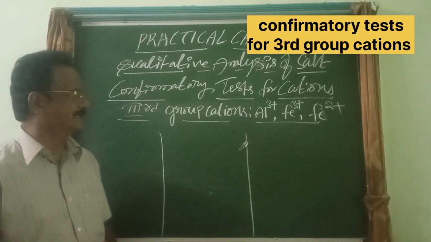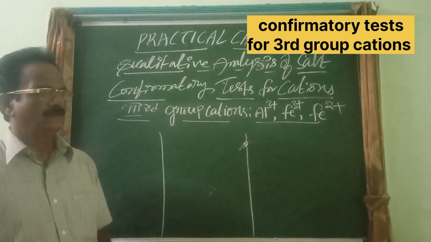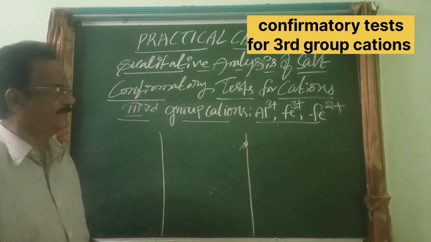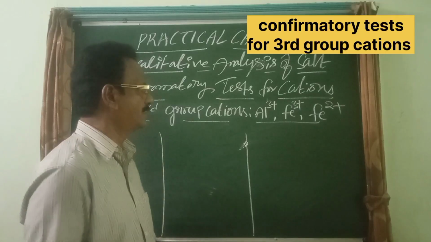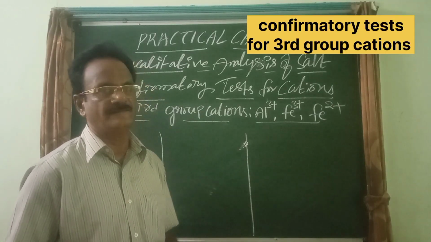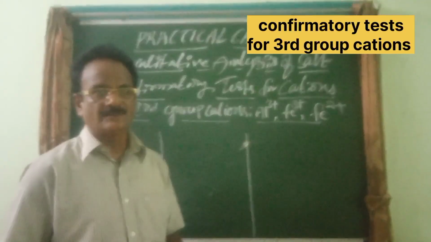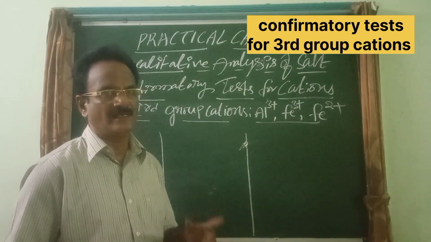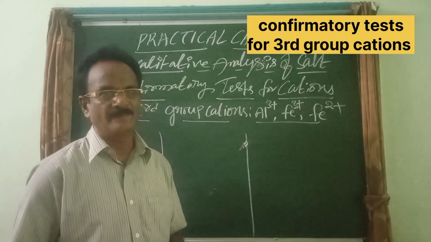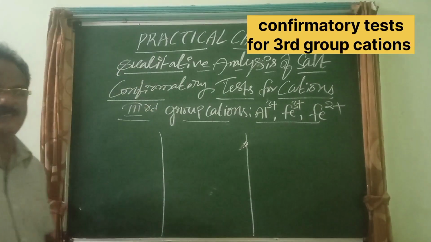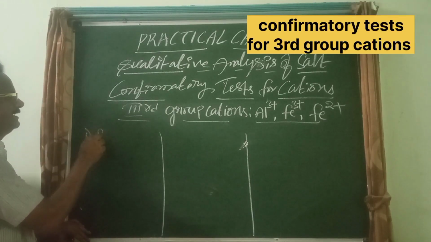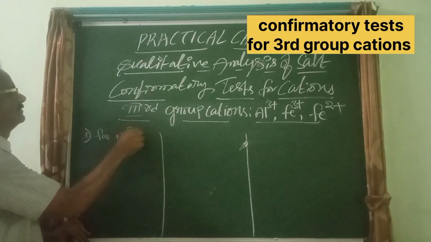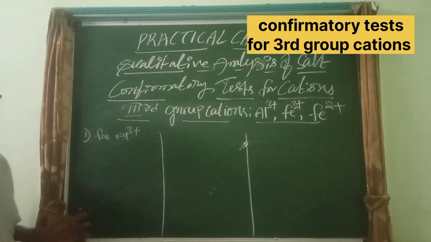If third group cations are identified in group identification, then we have to confirm the presence of the third group cation. Okay, there are three most common third group cations, that is Al3+, Fe3+, Fe2+. So in case of simple salt, only one ion among these three ions will be present. Okay, so let us see what are the confirmation tests for those ions. Number one, for Al3+. If Al3+ is there, then what will happen? Let us see.